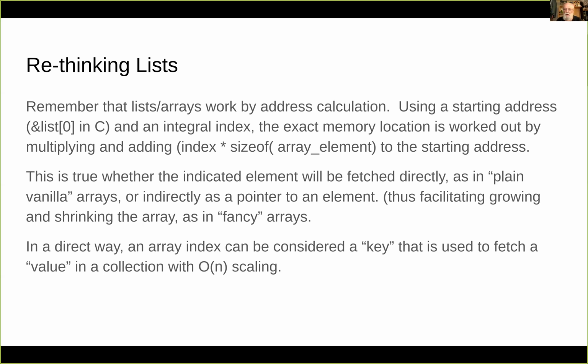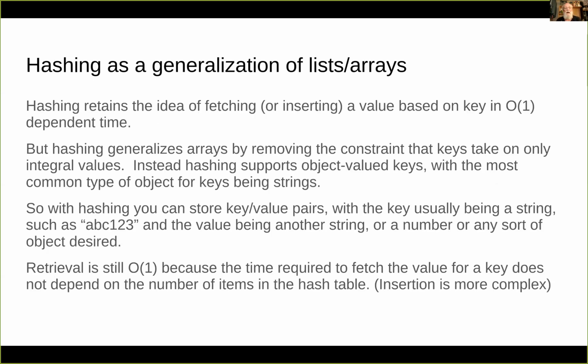You're going to see that just gets extended in hashes and generalized in a way that's very, very useful. So hashing is really a generalization of arrays and lists. A hash is key value pairs, but the keys can be any object, usually strings, and the values can be anything you want. So hashing keeps the idea of fetching or inserting a value based on a key, and that's order one. So in other words, it doesn't depend on the number of elements of the array.